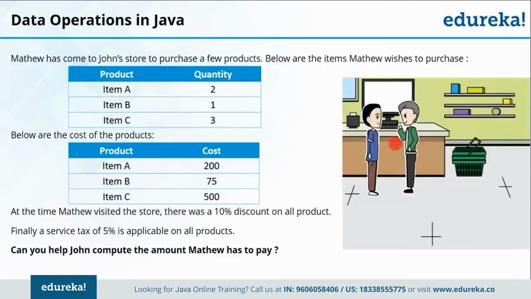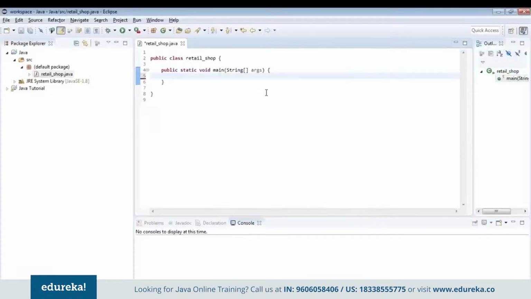Now at the time Matthew visited John's shop, there was a 10% discount on all the products. Now from your total cost you need to subtract 10%. Apart from that, there was also a 5% service tax applicable on this. So you need to add a 5% service tax as well. So let me show you how it is done. Now let's go ahead and write a code to compute this value.